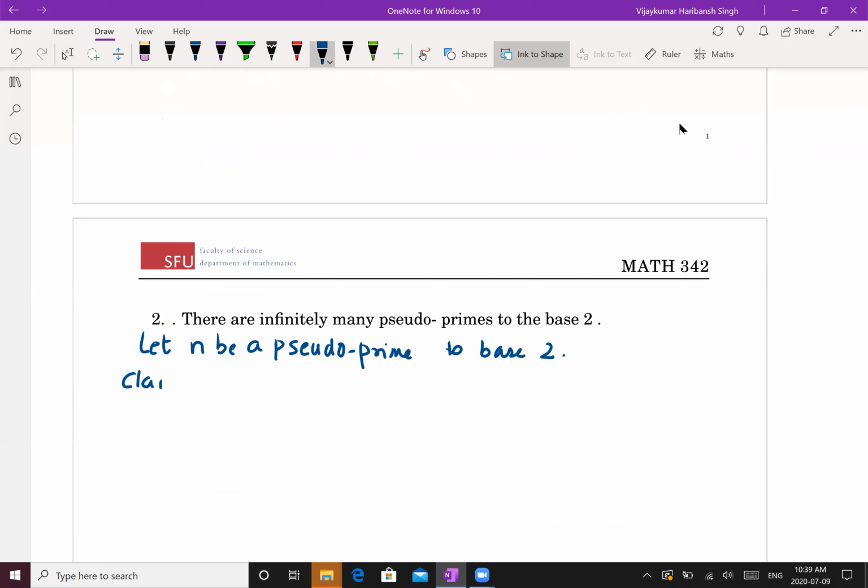Claim that m equals 2 to the power n minus 1 is also a pseudo-prime. And of course, we are looking for odd pseudo-primes. So also an odd pseudo-prime to base 2.